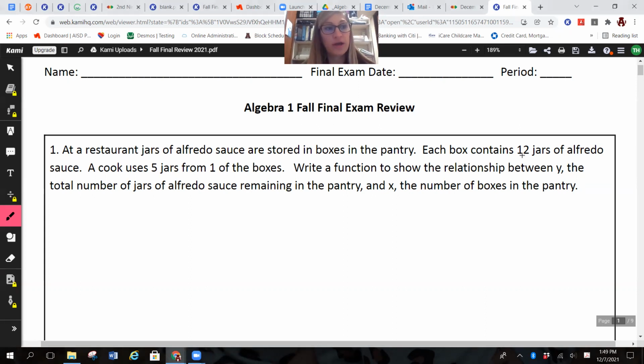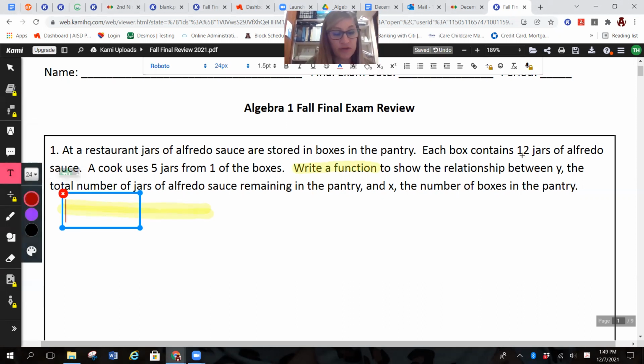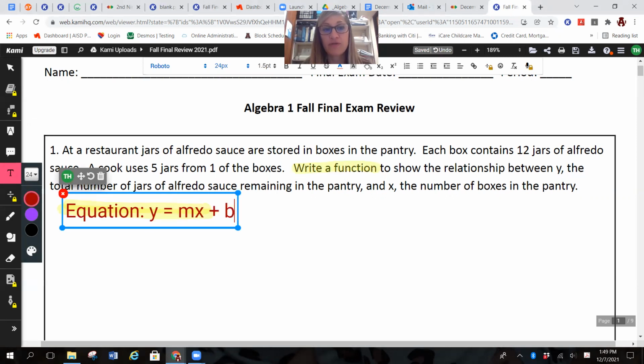So to get started, let's go ahead and read question number 1. At a restaurant, jars of Alfredo sauce are stored in boxes in the pantry. Each box contains 12 jars of Alfredo sauce. A cook uses 5 jars from one of the boxes. Write a function. A function just means equation. So right here, go ahead and type the word equation. And when we've been writing equations, we want them to be y equals mx plus b form.